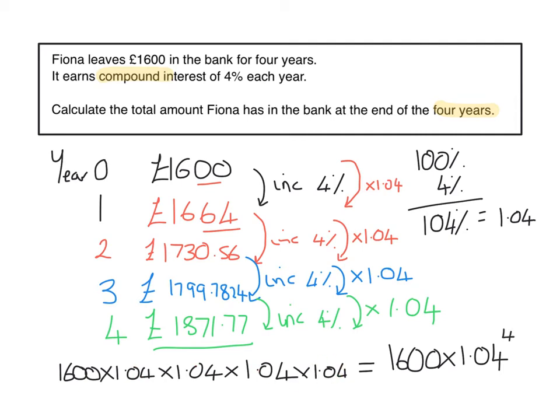And just check on your calculator, it should come out as the same answer here. Let's have a look. 1,600 times 1.04 to the power of 4. And I get £1,871.77 to the nearest pence.